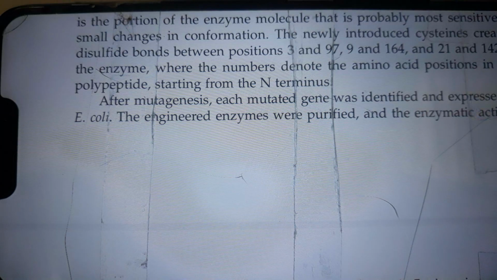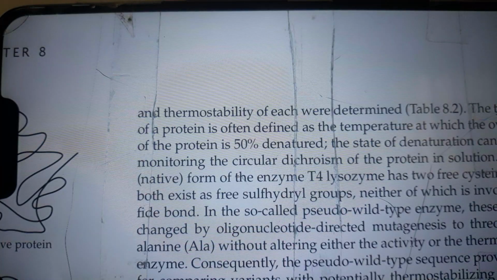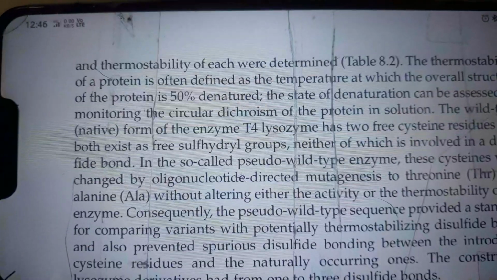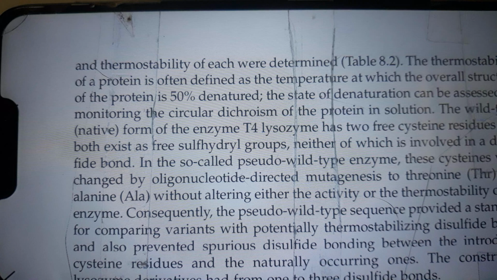After mutagenesis, each mutated gene was identified and expressed in E. coli. The engineered enzymes were purified, and the enzymatic activity and the thermostability of each were determined. The thermostability of a protein is often defined as the temperature at which the overall structure of the protein is 50% denatured. The state of denaturation can be assessed by monitoring the circular dichroism of the protein in solution.